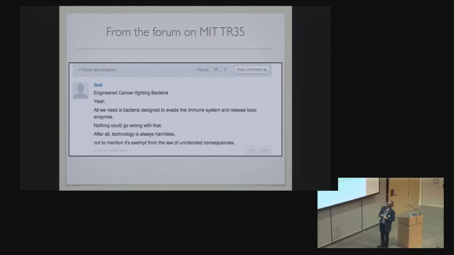"Engineered cancer-fighting bacteria, yeah. All we need is a bacteria designed to evade the immune system and release toxic enzymes. Nothing could go wrong with that." Obviously, nothing is exempt from the law of unintended consequences. Well, that's not really a law, that's just an anecdote. But the point is that someone's worried about it.